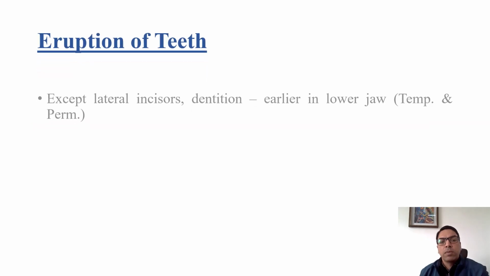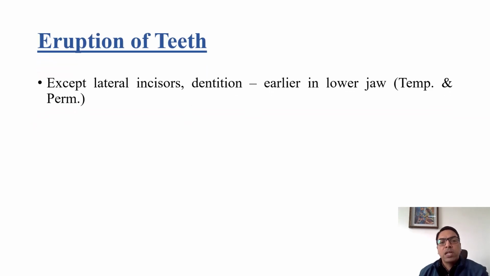Eruption of teeth. Except for lateral incisor, pay attention, except for lateral incisor, dentition is earlier in the lower jaw. That means the eruption of lateral incisor is first in the upper jaw, then in the lower jaw, whereas all other teeth appear earlier in the lower jaw. And it includes both temporary and the permanent teeth.